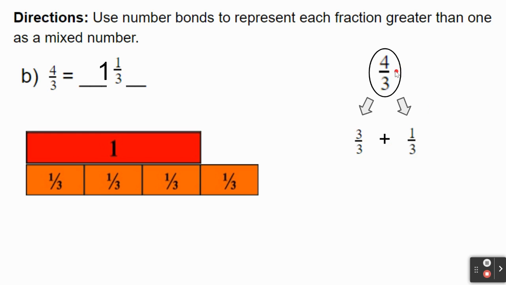So now we can rewrite this as a mixed number. 3/3 is the same as 1 whole, and we can put the 1/3 attached to the whole number to make our mixed number 1 and 1/3, which matches what we have up here.